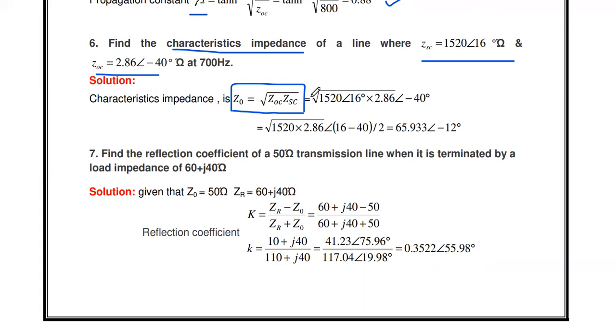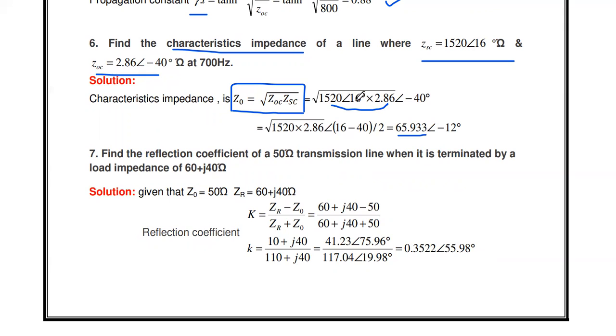So the square root of 1520 with angle 16 degrees into 2.86 with angle minus 40 degrees. Here the two quantities are in polar form, so you just multiply the magnitudes. 1520 is a magnitude, 2.86 is a magnitude. You multiply the magnitudes, then take the square root using the calculator. We will get the answer 65.933. But the angles are 16 degrees and minus 40 degrees, and the square root is there.